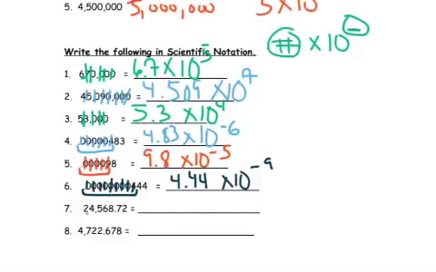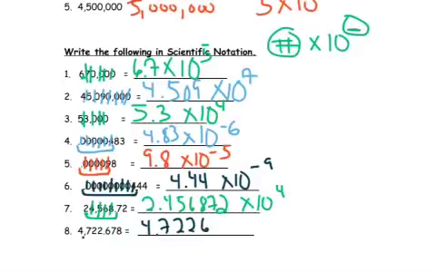Next one, I would put it between the 2 and the 4, so I would have 2.45687 times 10, and count however many digits are between your decimals. So I would have 1, 2, 3, 4, and it's positive this time because your value to begin with was greater than 1. And lastly, I would put it between the 4 and the 7, so I have 4.722678 times 10. Count how many digits are between your decimals. I have 1, 2, 3, so it's to the 3rd power.